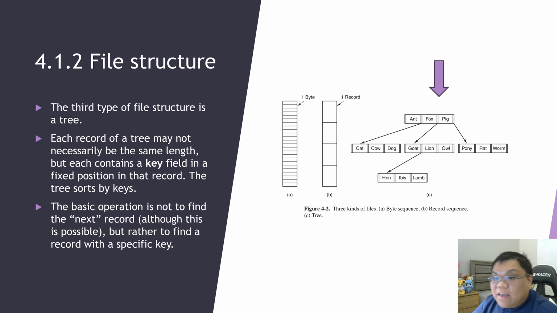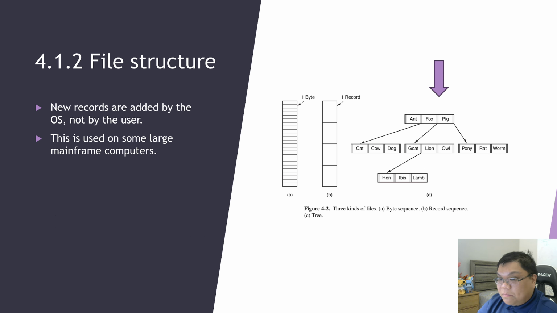The third type of file structure is a tree. Each record of a tree may not necessarily be the same length, but each record contains a key field in a fixed position in that record. We sort the tree by the key, and the basic operation is not so much to find the next record, although we can do that. Rather, it's to find a record that has a specific key. New records are added by the OS, not by the user, and this is used on some mainframe computers.